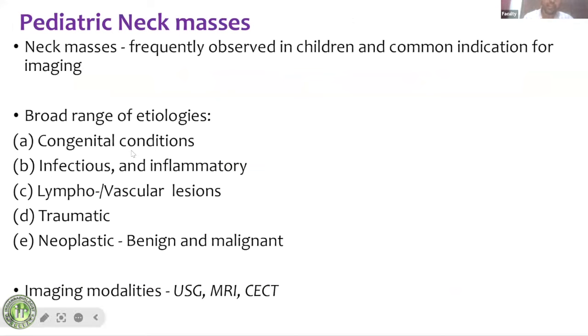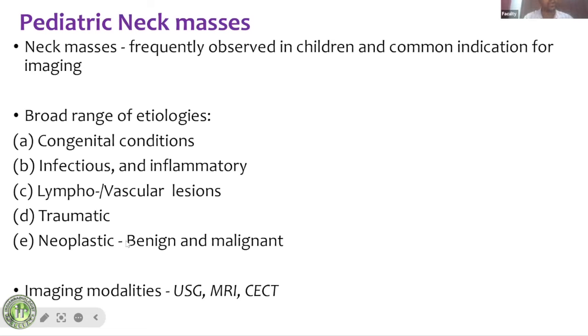It can be congenital conditions. It may be because of infections or inflammatory conditions, lymphatic or vascular malformation, or vascular tumors. It may be traumatic. It may be neoplastic, various forms of benign and malignant neoplasm that can present with a mass in the neck.